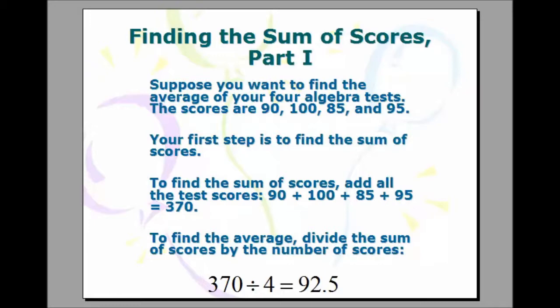In this example, you would add 90, 100, 85, and 95. The sum of scores is 370. To find the average, divide the sum of scores by the number of scores. Therefore, the average is 370 divided by 4 equals 92.5. What you think of as an average is more specifically called an arithmetic mean.